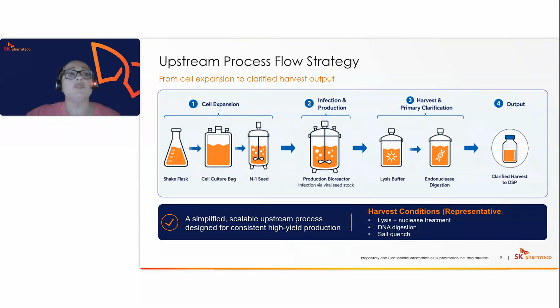The process then moves into the production bioreactor where infection occurs, usually with viral seed stock, to help generate that target product. And then at harvest, key additions that are made are lysis buffer with Tween 20 to break open the cells, and an endonuclease to reduce HCDNA. And then also a salt quench with sodium chloride to help stabilize that material. And then it's handed off to downstream for further processing.